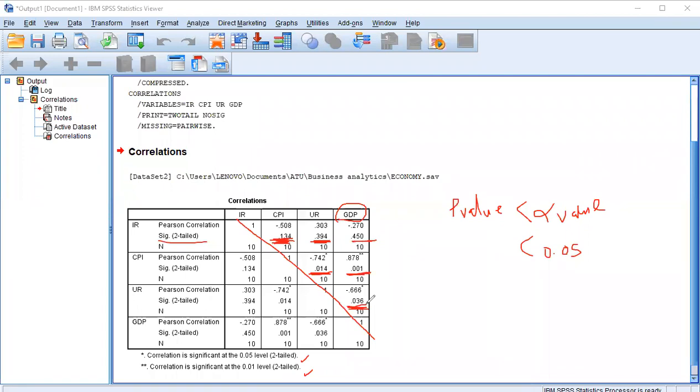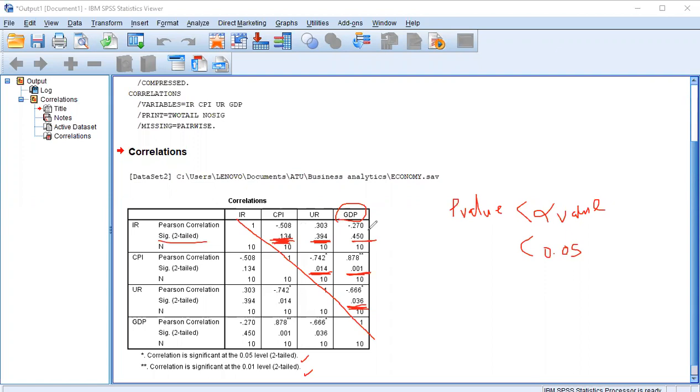So once again, the data we're having here is still confirming the same pattern we saw in the earlier lecture by Dr. Said. So if we are to talk about significant correlations, then we are talking about CPI and unemployment rate, CPI and GDP, and then unemployment and GDP.